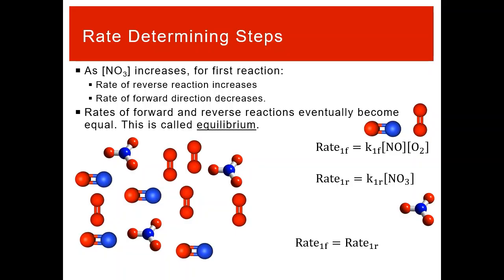Eventually, we will reach a state where the forward reaction is happening at the same rate as the reverse reaction. Basically what that means is you are forming NO3 at the same rate that you're destroying the NO3 going backwards. And so all of your concentrations would become constant, right? They just stop changing. The individual atoms still keep reacting, but you overall have a constant concentration, and we call this equilibrium.